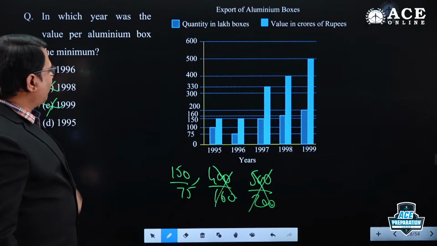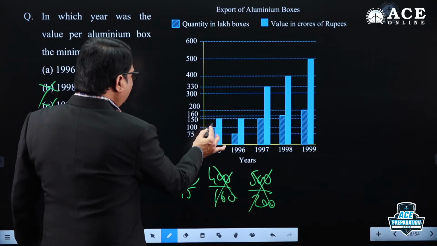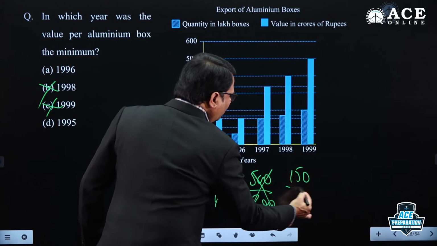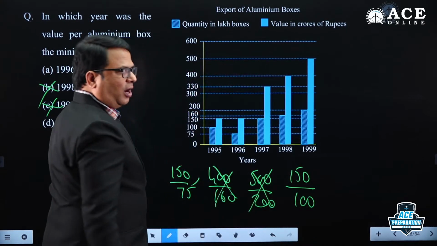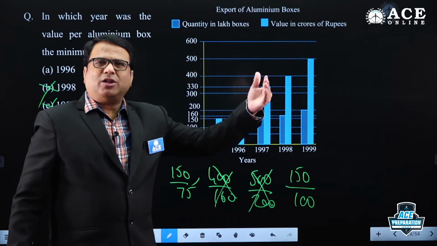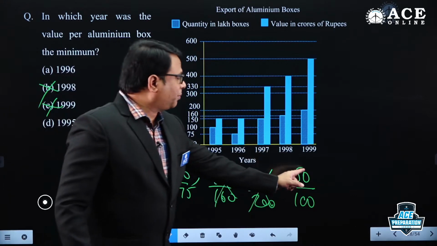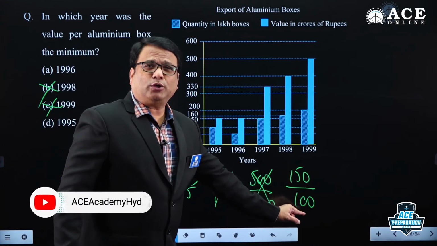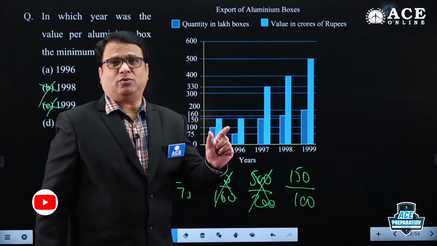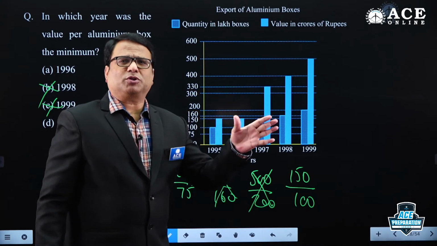Fourth option, 1995. So what is the value per box in 1995? 150 divided by 100. Okay, how do you find the value per box? Total value divided by number of boxes. Okay, 150 by 100. Here we are not taking 10 power 7 in the numerator or 10 power 5 in the denominator, because we are not asked to find the exact value. We are only asked to find in which year it is minimum. So I am just going for approximation.